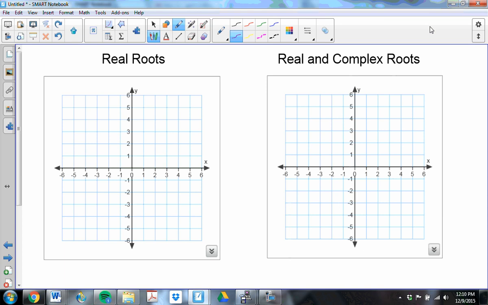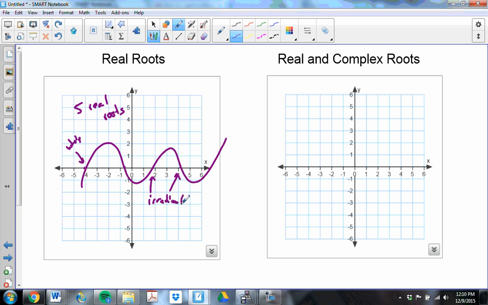To recap, this graph here has 1, 2, 3, 4, 5 real roots. All of it's real. Some of them might not be clean. This one looks like a whole number, but this one here and this one here are probably going to be irrational just because of where the decimals would be and how ugly they look. This is just some graph I made up, but that's all real. This graph has a few real and a few complex ones. It has real roots here, here, and here, but it's going to have complex roots here and here. I think this will have 2 complex roots.